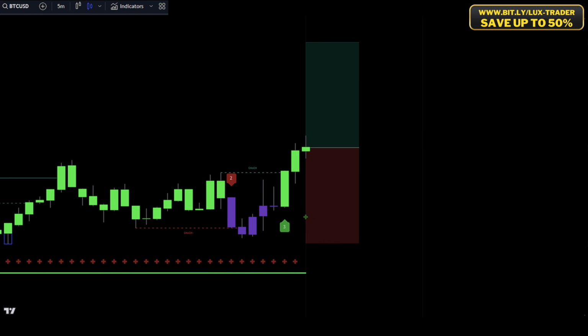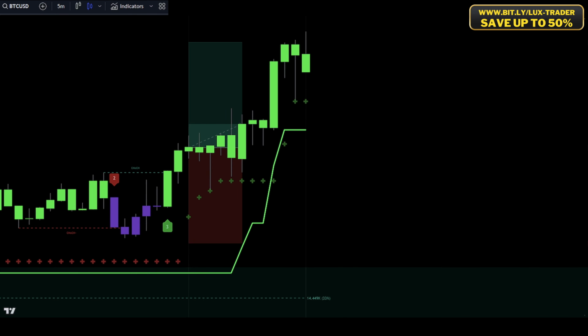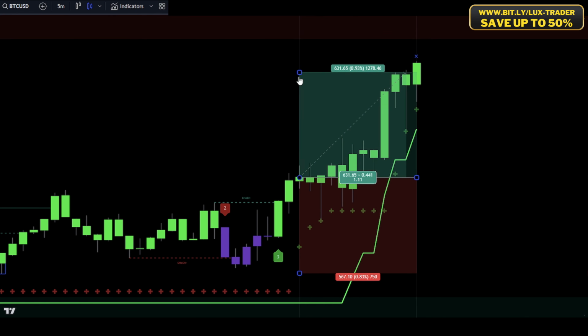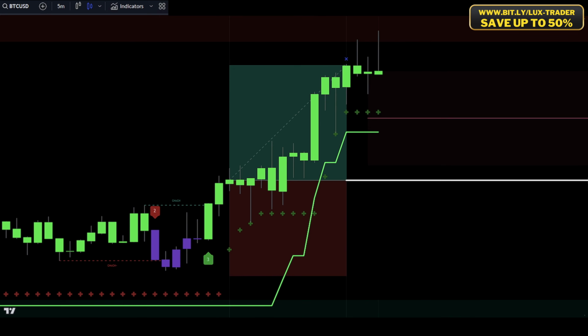You'll use the recent lowest price for your stop loss, and for your first take profit, you'll wait for a blue exit signal to appear. Once an exit signal pops up, you're closing half your position and adjusting your stop loss to break even.